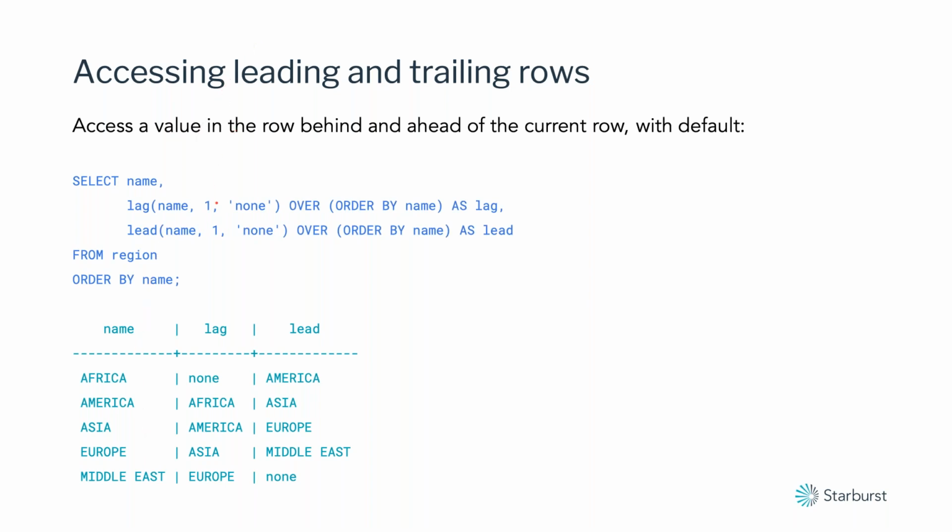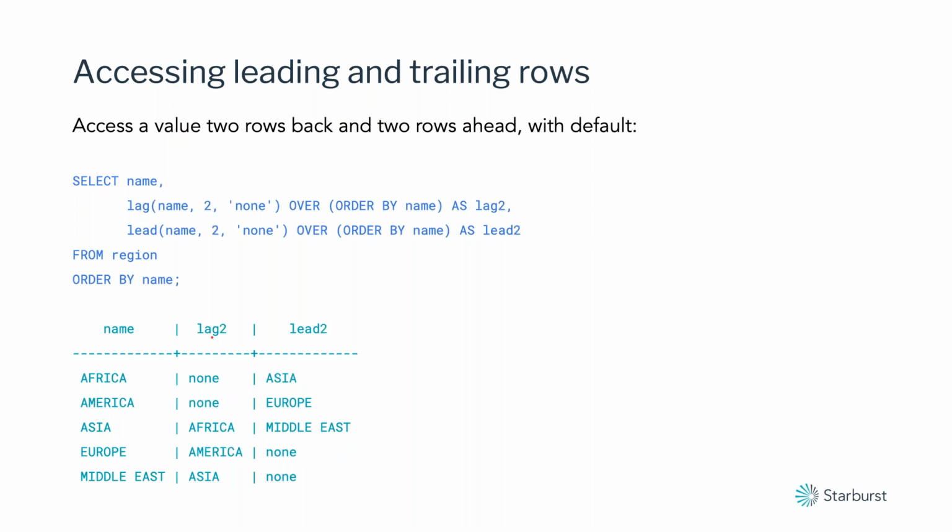And so lag and lead it's always one behind or one ahead. But you can also explicitly pass in the number of rows that you want to look ahead or behind. And so here we do the same thing. We pass in 1, which is the same as not specifying it, and then we pass in a value that is the default when there is no matching row. And so for Africa, the row 1 behind it there is nothing behind it. So we get back the string none that we pass in here. Same for Middle East, there is no row ahead of it. We get back the row none. And we can look ahead or behind multiple rows.